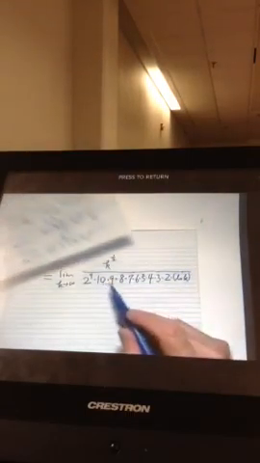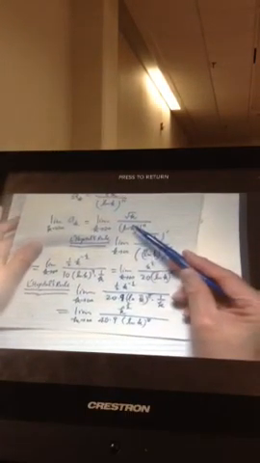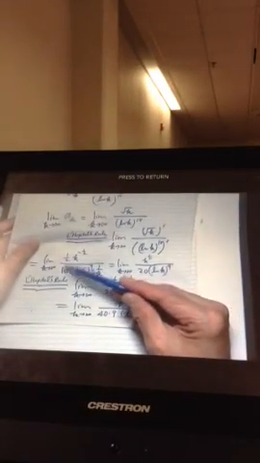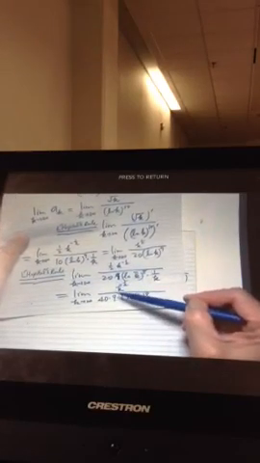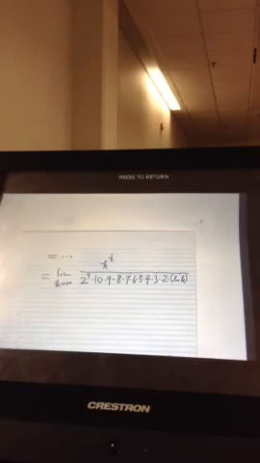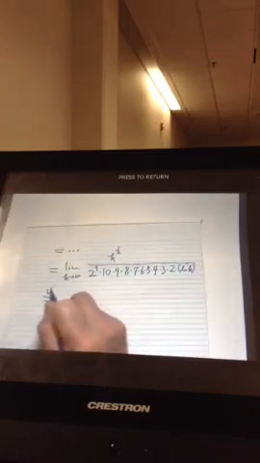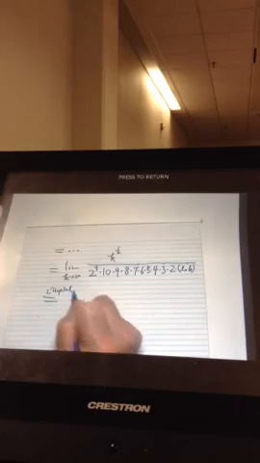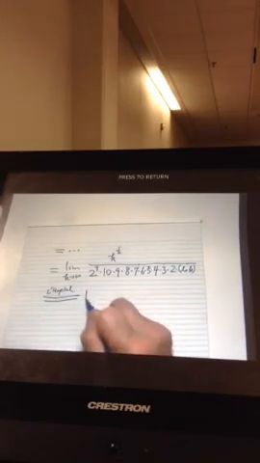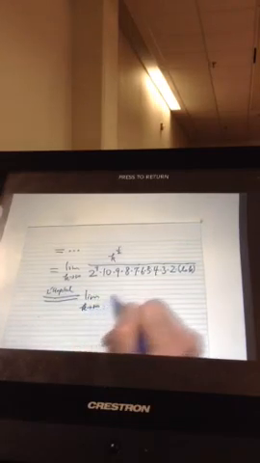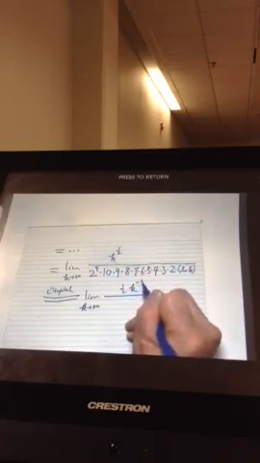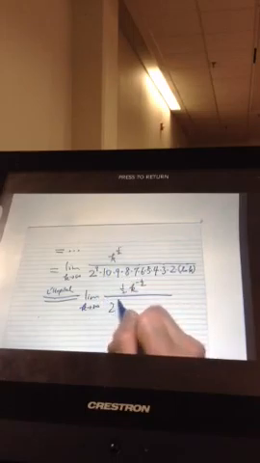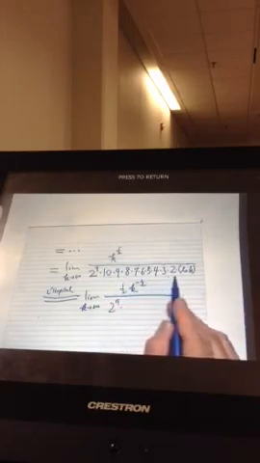Every time I do the L'Hopital's rule, I bring a 1/2 down, but in the denominator I have a 10, 9, 8, like this one. So I'm going to do one more time. Okay, bring one more 1/2 down. And this is 2 to the 9. And this is really 10 factorial.